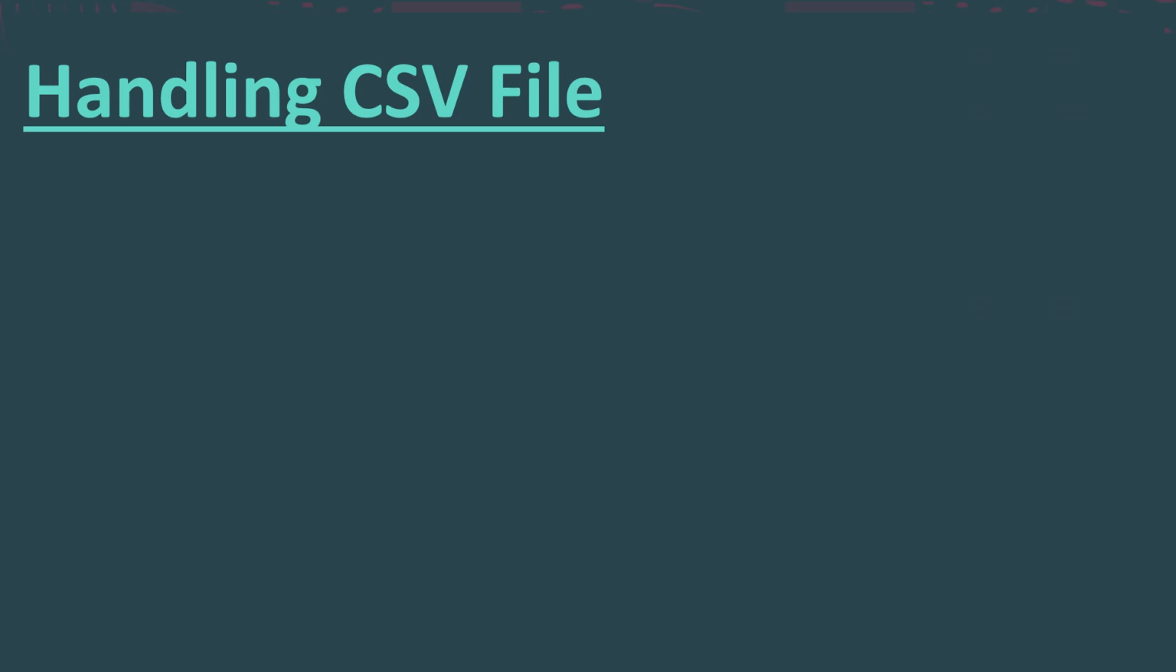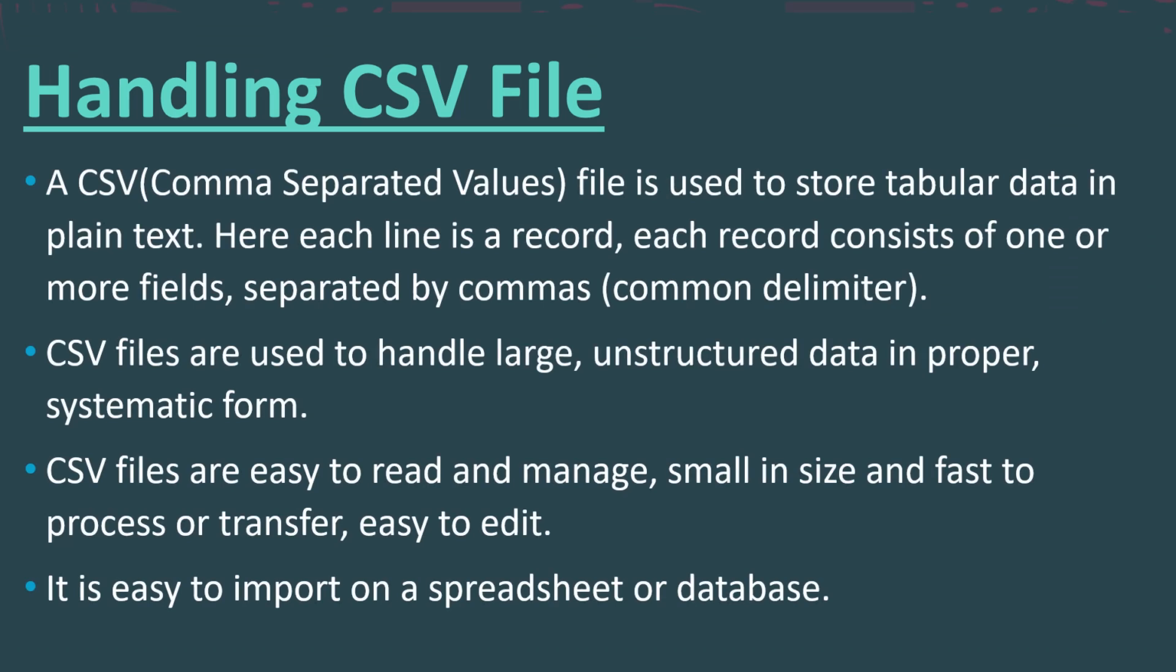Now we'll continue with handling CSV files. As you know, CSV files are comma separated values files. These files are basically used to store tabular data where each line is a record, that means each row is a record, and each record consists of multiple fields and the field values are separated by commas. Comma is called a delimiter. Comma is the most commonly used delimiter or the default delimiter for CSV files. Apart from that, you can also use any other delimiter. So why study CSV files? Because these are very much useful for handling large or unstructured data.